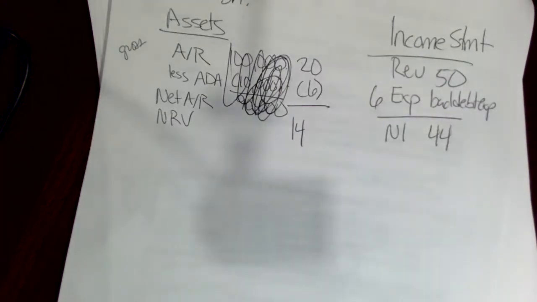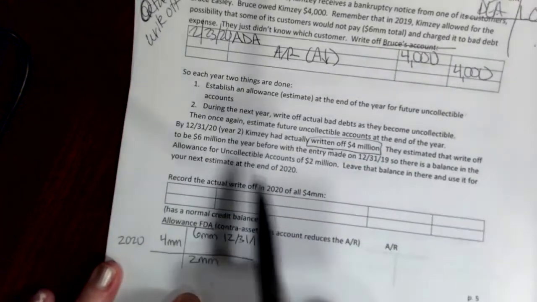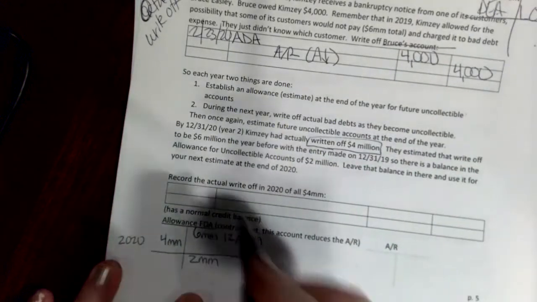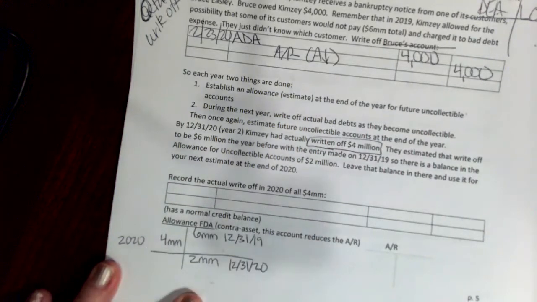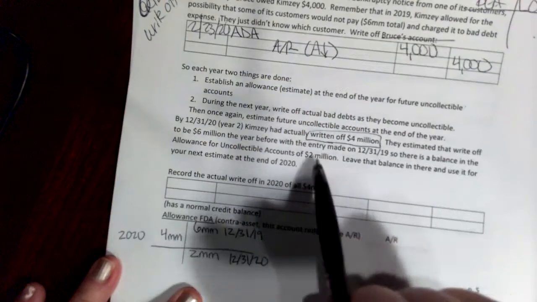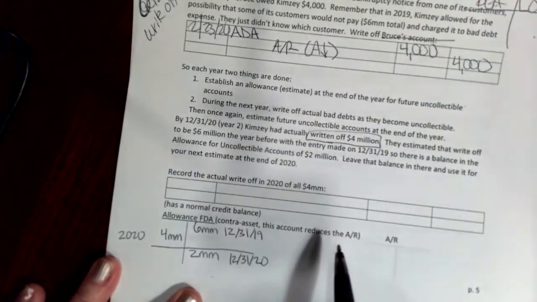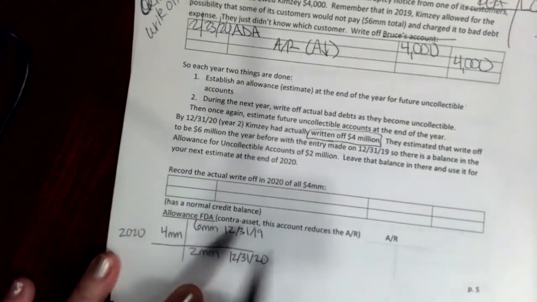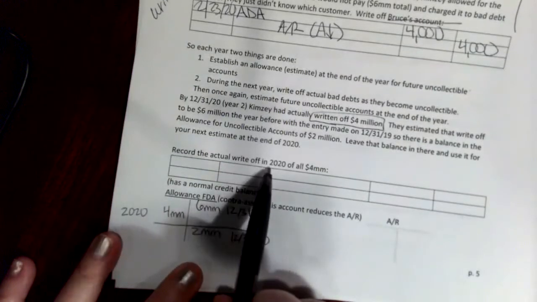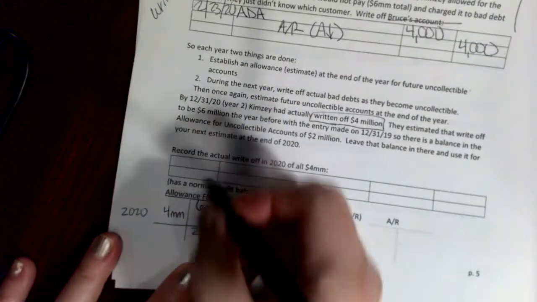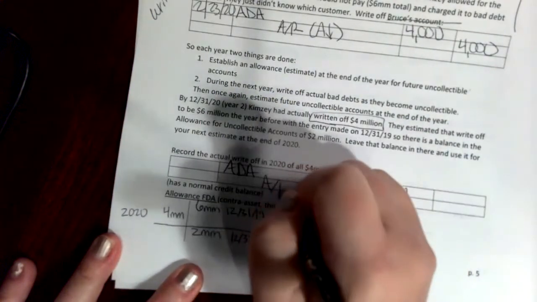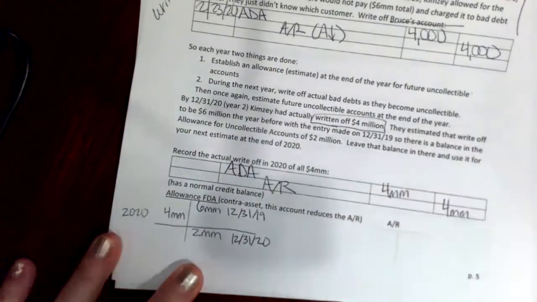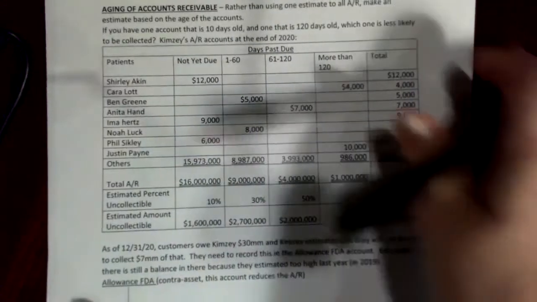So what happens is you just fix the problem in the following year. And here's how you fix it. By 12/31/20, they had actually written off 4 million, so that at 12/31/20, they had this much of a balance left in there. I'll come over to AR and we'll look at the next year. Oh, sorry, this is on the next page. This tells me to record the actual write-off in 2020 of all 4 million. Well, we debit ADA of the 4 million. And we credit our actual AR account of the 4 million. So here's our next part next year.